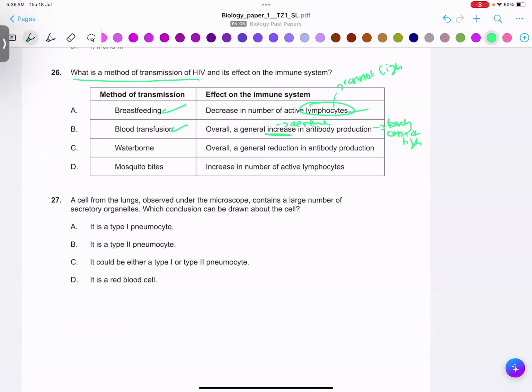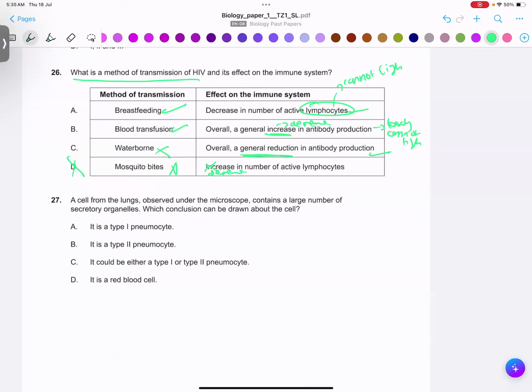Waterborne. So this is true, there is a reduction, but this is false. And mosquito bites, increase in the number of active lymphocytes. This is just false. I don't think this method is correct. An increased number of active lymphocytes is also not very accurate, because here it's a decrease, not an increase.